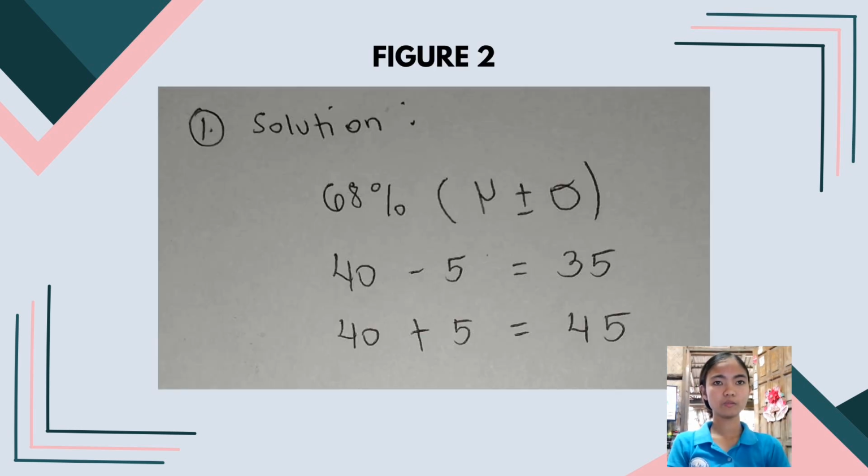So the figure 2 naman po is solution na lang nilagay ko. 68% dyan po sa number 1 is the distribution for length with a mean of 40 and a standard deviation of 5. So yan po yung solution. 68% is the mean plus and minus the standard deviation. So 40 minus 5 equals 35. So 40 plus 5 equals 45. So yan po. Hindi ko po alam kung tama yan. Hindi ko po sure.